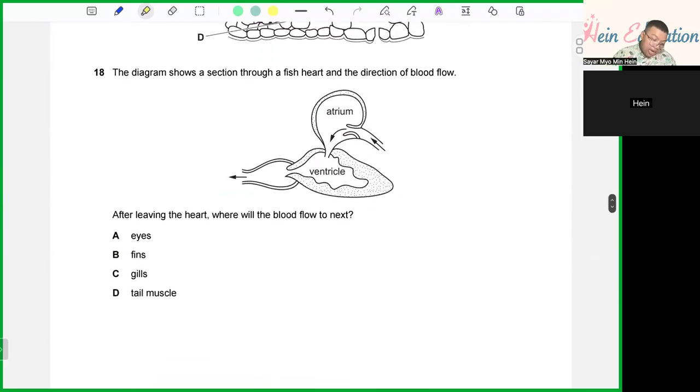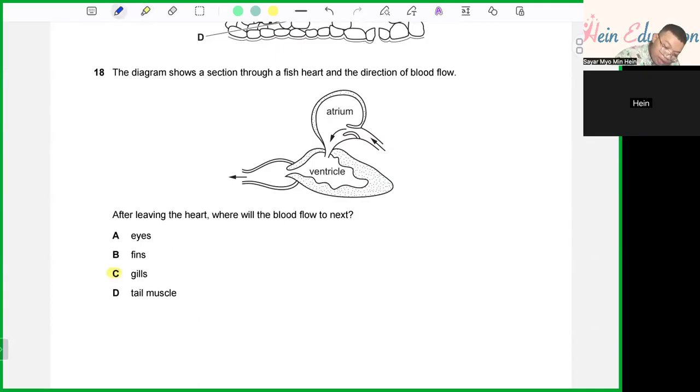Number 18, the diagram shows a section through a fish heart and the direction of blood flow. So you can see the atrium and ventricle, and that is the fish. So it is single circulation. After leaving the heart, where will the blood flow to in the neck? So in a single circulatory system, it goes body to the heart, to the gills, and gills to body. So the answer is C, right?